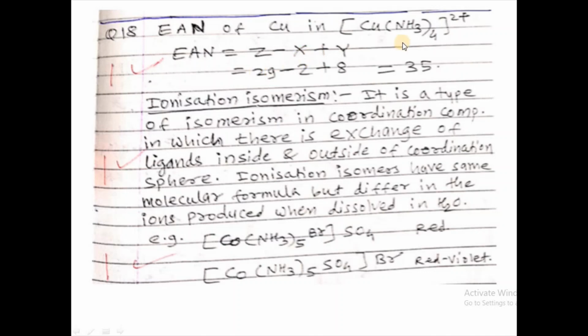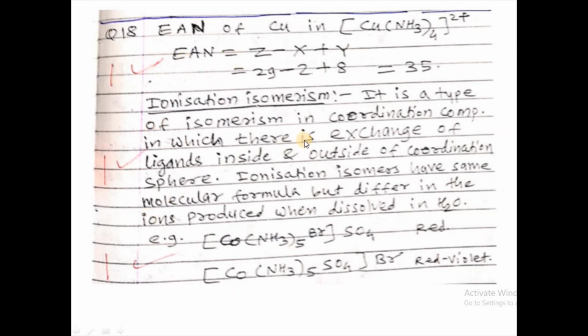X is the oxidation state of Cu in this complex, and it is +2, so X is equal to 2, hence 29 minus 2, and the number of ligands is 4. Each ligand can donate 2 electrons, and hence Y is equal to 8, 4 into 2, 8. If we do this calculation, we will get 35. That means copper has an EAN of 35. This is only for 1 mark.